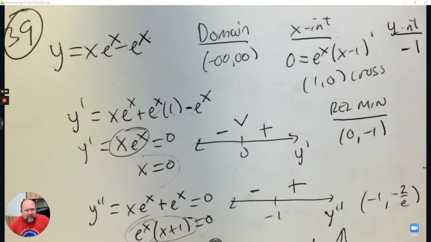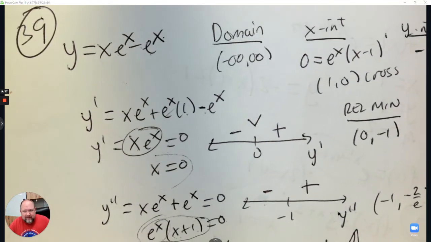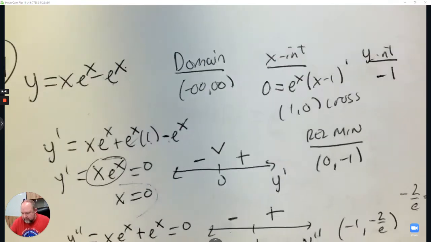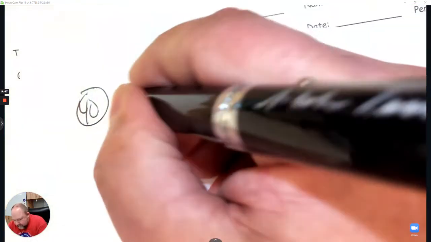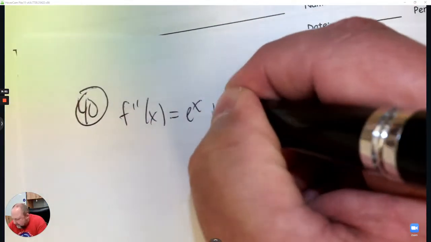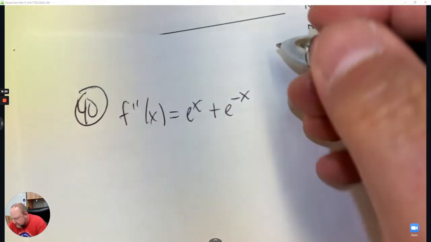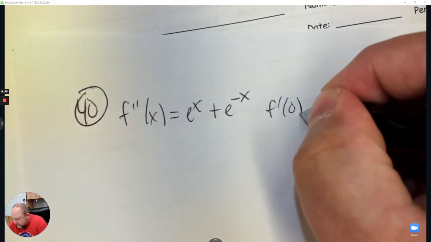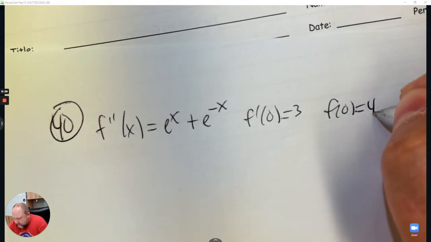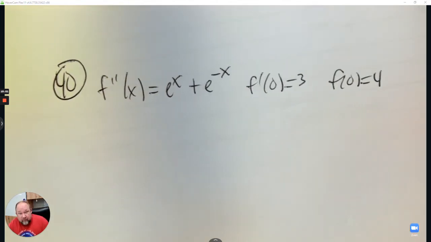That's worthwhile to do again, right? To go back and try it again from the beginning, to really try to understand how to graph that. Good question. Number 40. The second derivative is e to the x plus e to the negative x. The first derivative at 0 is 3. And then we have that point. So we're going to work backwards.